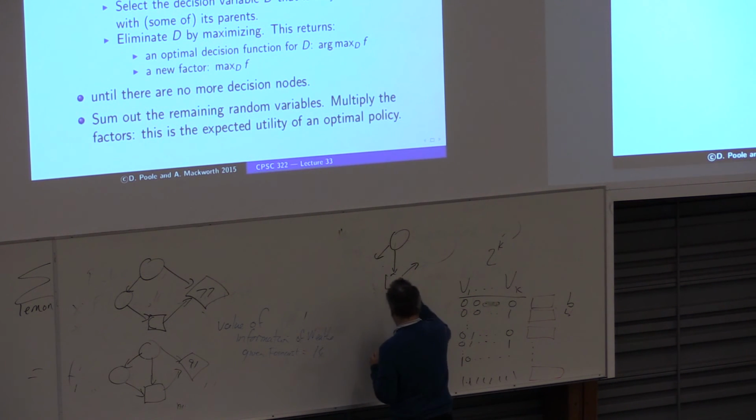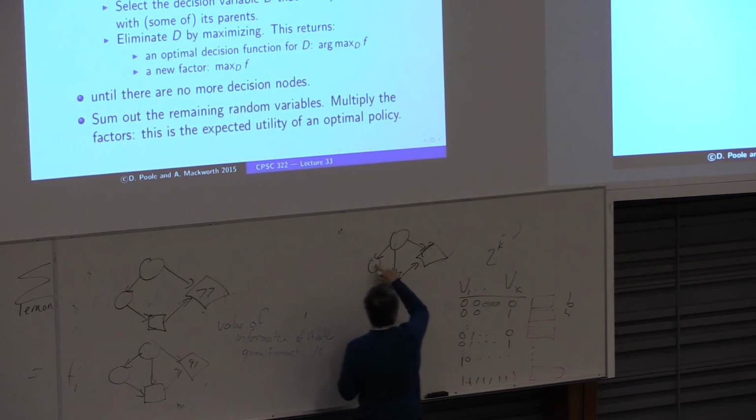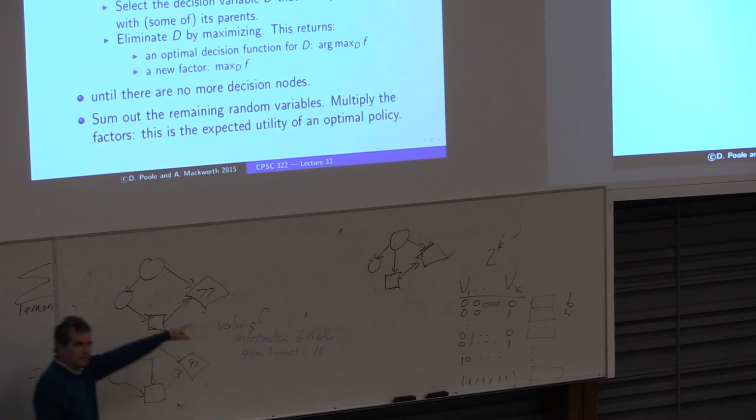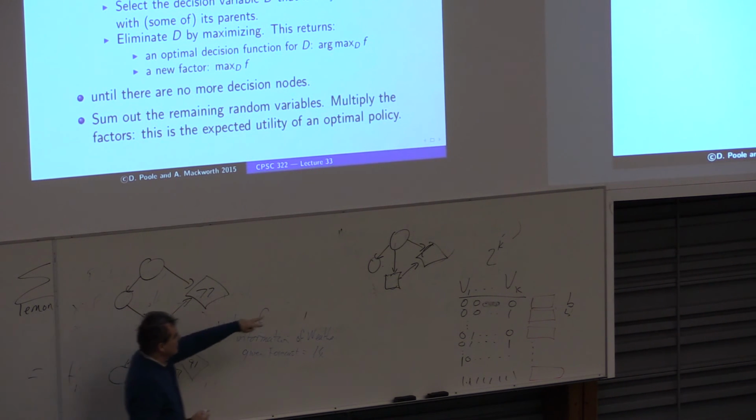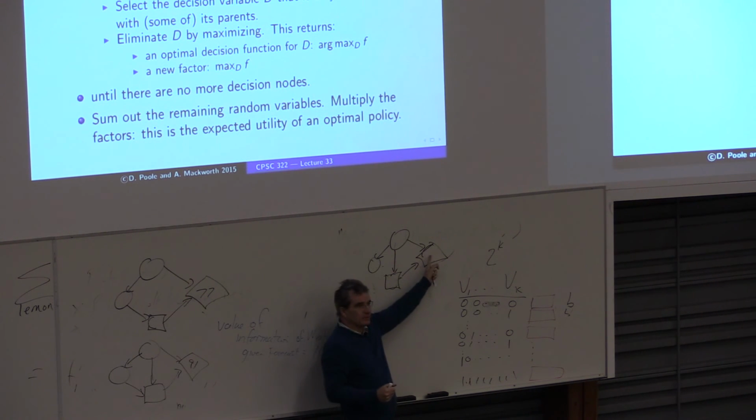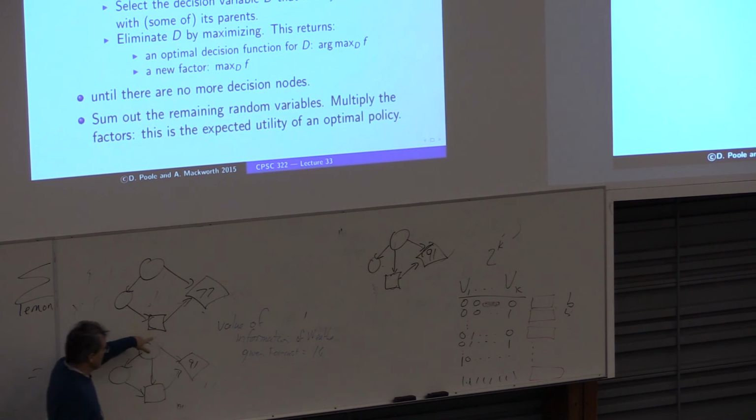Oops, that's a square node. So what I've done here is I've removed this arc. What's the value of this network? Which is the same as what? What's the value of this node, the utility for this network? What's the expected utility of this? 91, right? So the value of the information of the forecast, given the weather, is 0.